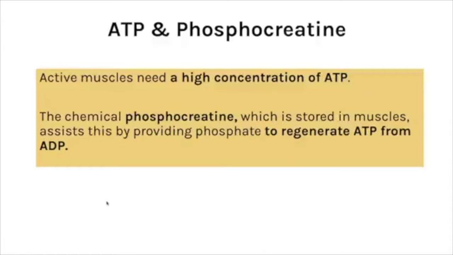So you need to have ATP for this process to happen, but also a molecule called phosphocreatine. Now, if the muscles have been very active, we just saw there, it requires ATP. So the muscles require a high concentration of ATP to be able to contract. And the chemical phosphocreatine, which is stored in muscles, assists this process because it provides the phosphate. So in order to regenerate ATP, you need that inorganic phosphate to bind with ADP, and that's provided by the phosphocreatine.